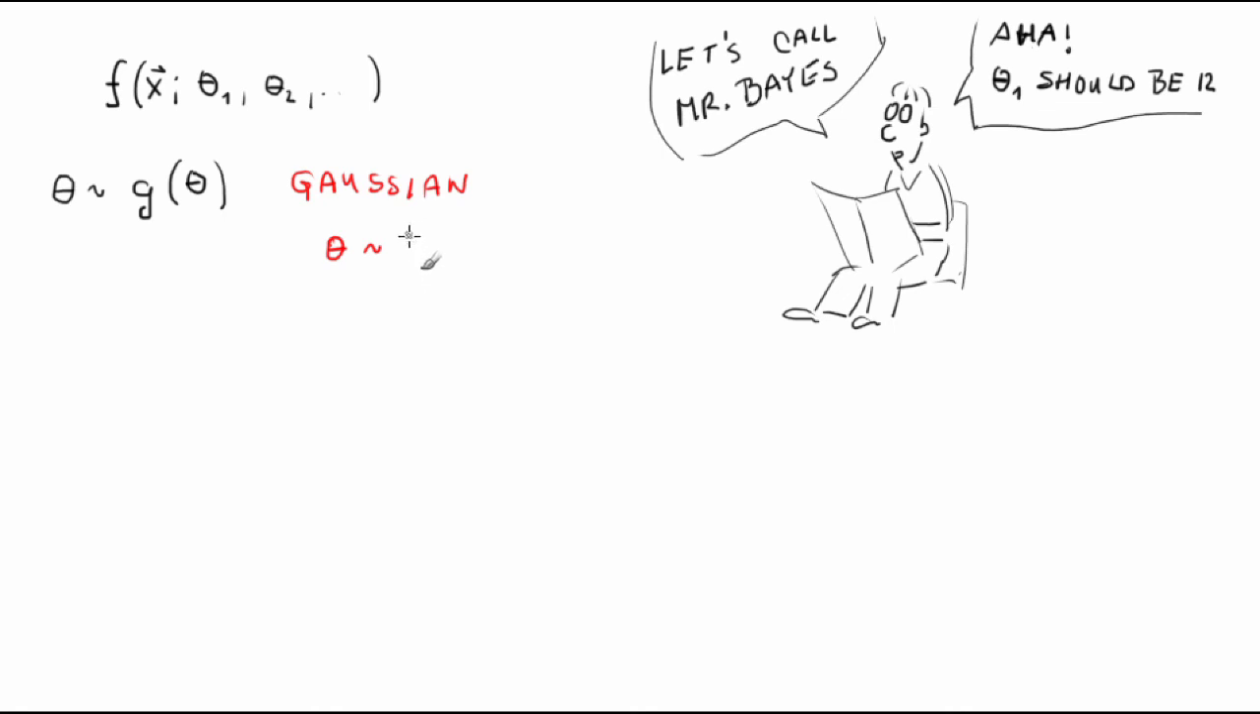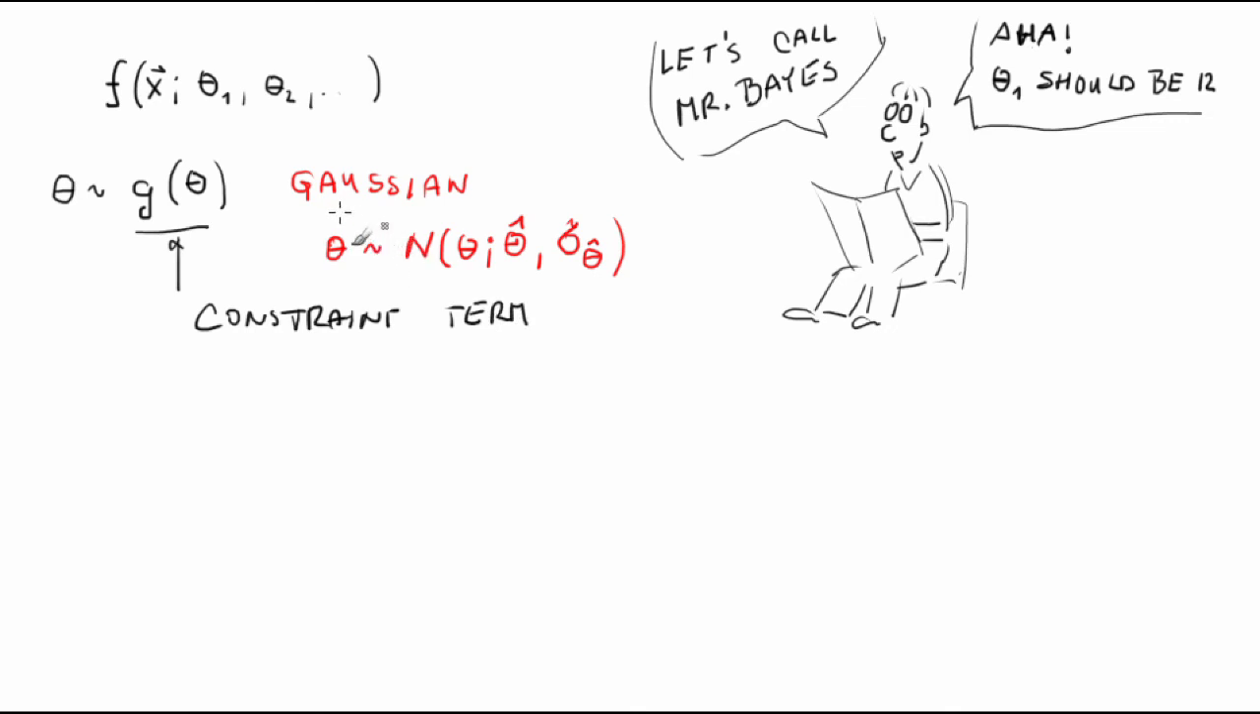Namely, theta is distributed according to g of theta, which equals the normal distribution of theta with parameters mean theta hat and sigma of theta hat. In the particle physics jargon, the function g of theta is typically called a constraint term. There are several types of commonly used functions for the constraint term, but Gaussian is often the first pick.